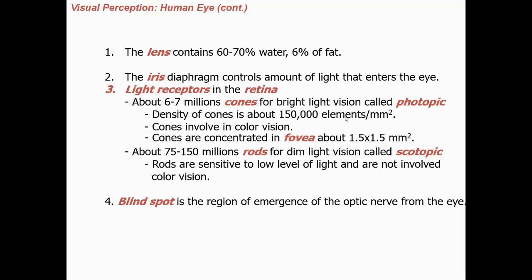And the next light receptor is the rod. So 75 to 150 million rods are available. It contributes to dim light vision. So that is called scotopic vision. So scotopic vision is rods, photopic vision is cones. Rods are helpful when there is dim light, a low level of light. So bright light vision is for cones, dim light or low level vision is for rods, and rods will not be involved in color vision.